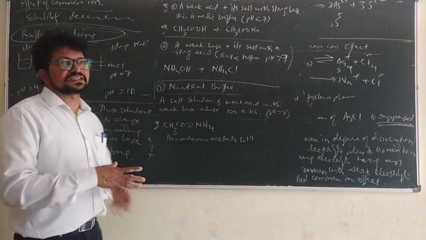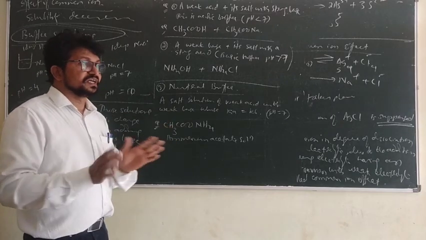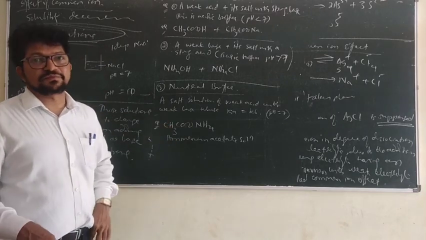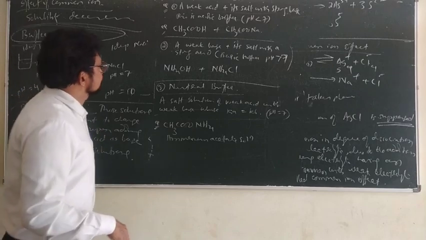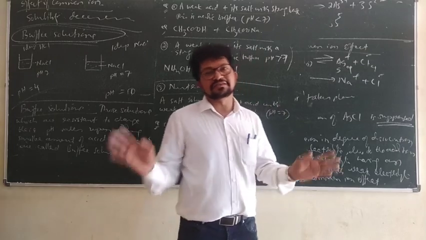So details are there, equations are there, like the Henderson equation to calculate the pH. They are all deleted from your syllabus. So that is why I think with this we have completed the chemical equilibrium chapter.